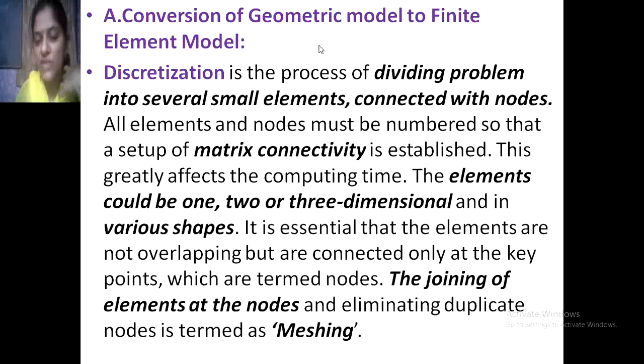So it is essential that the elements are not overlapping but are connected only at the key points, which are termed nodes. So the joining of elements at nodes and eliminating duplicate nodes is termed as meshing.